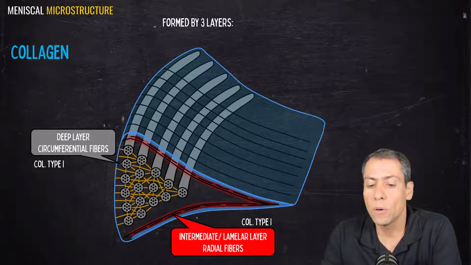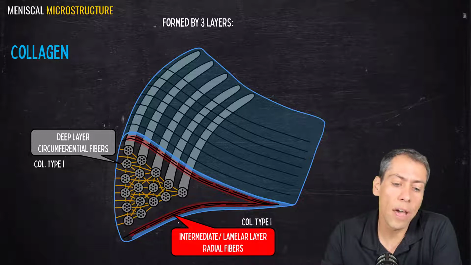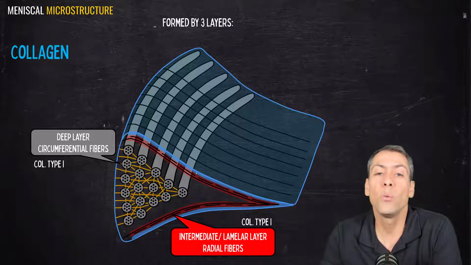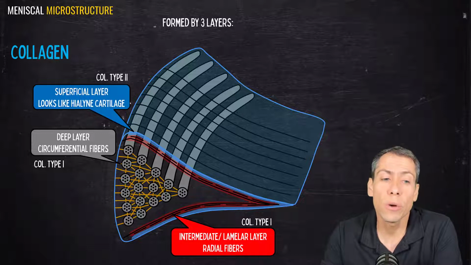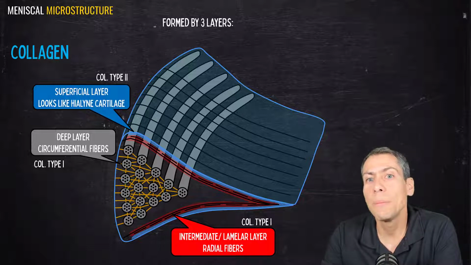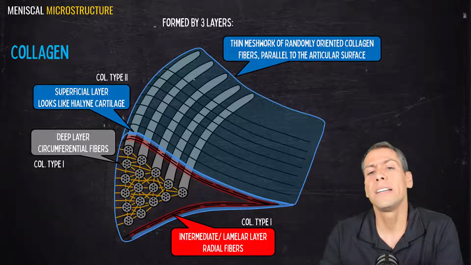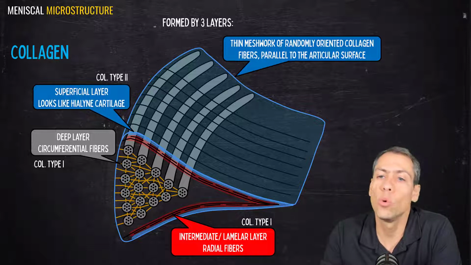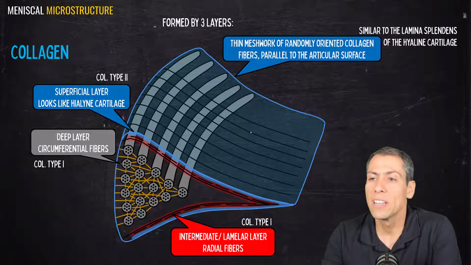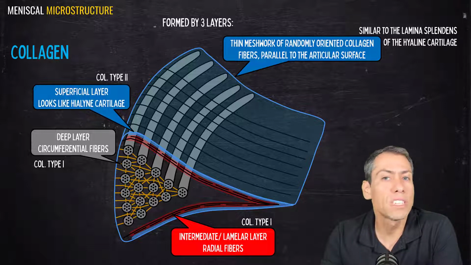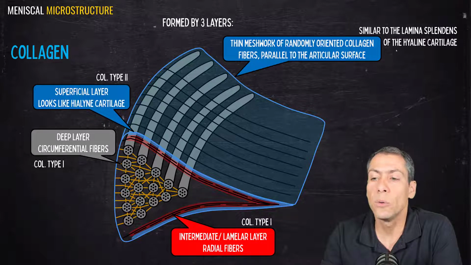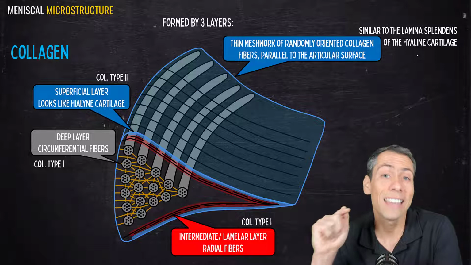There is an intermediate or laminar layer formed by collagen type 1 also. These are radial fibers, not longitudinal circumferential fibers, but radial fibers. And we have a third layer, the superficial layer, that looks like hyaline cartilage, formed by collagen type 2. This superficial layer is a thin meshwork of randomly oriented collagen fibers parallel to the articular surface, very similar to the lamina splendens that we see on the surface of the hyaline cartilage.